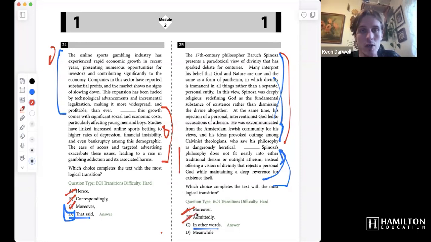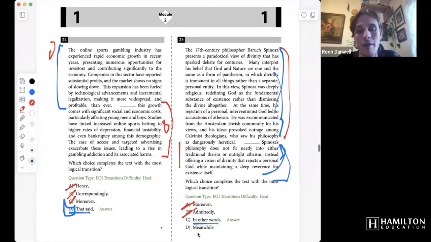Admittedly would be a concession, right? It would be something that concedes or refutes a little bit of what was said before, but that isn't what we have here. Finally, meanwhile would mean something happening at the same time, which we don't have either.